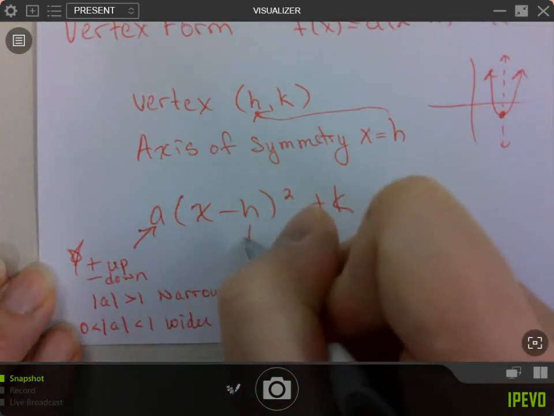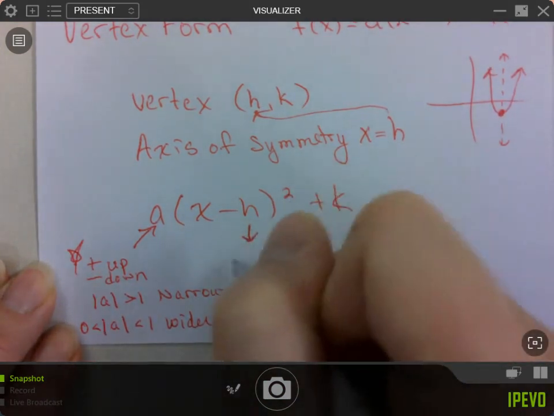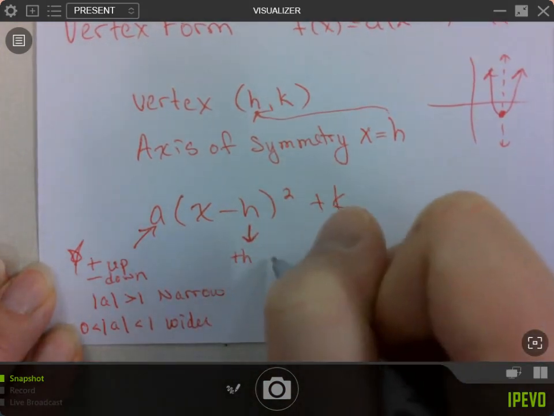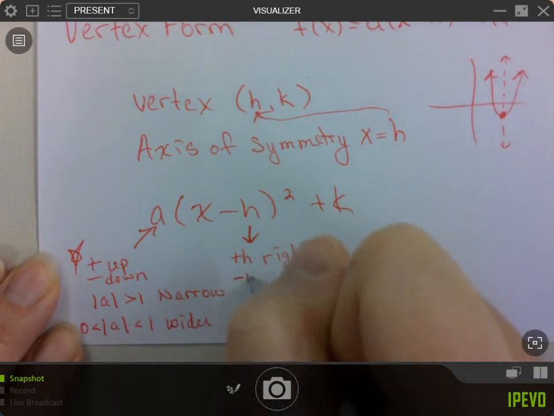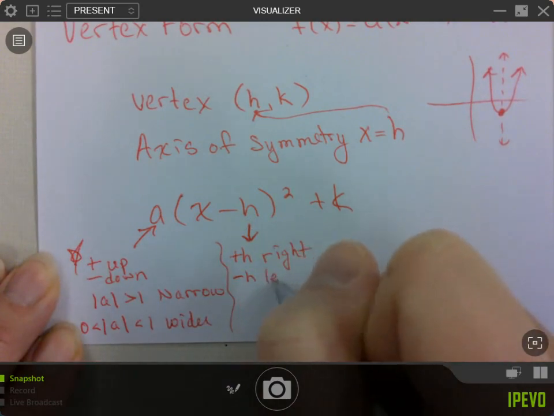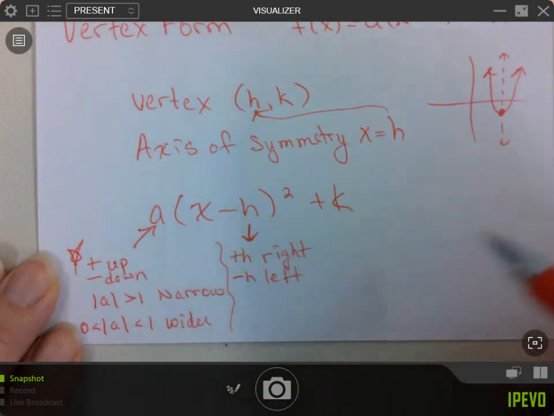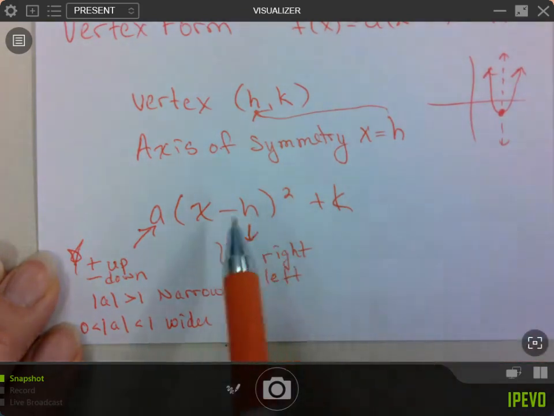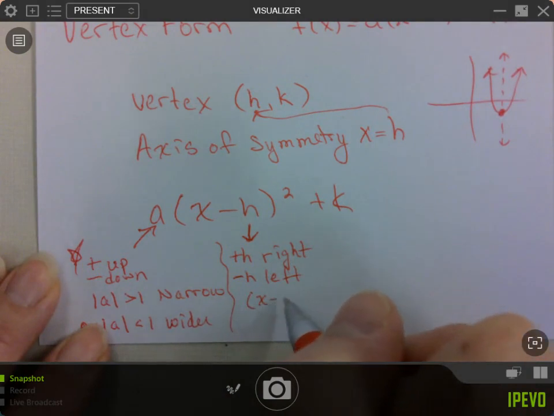Okay, what's the H do to my graph? What's H? It moves it left or right. So if it's a positive H, it moves it right so many units. You'd give the units. If it's a negative H, it moves it left. Now, make sure you would say right so many units, left so many units. It's always x minus h. So if you have x minus 2 quantity squared, then h is positive 2 and it's going to move right.